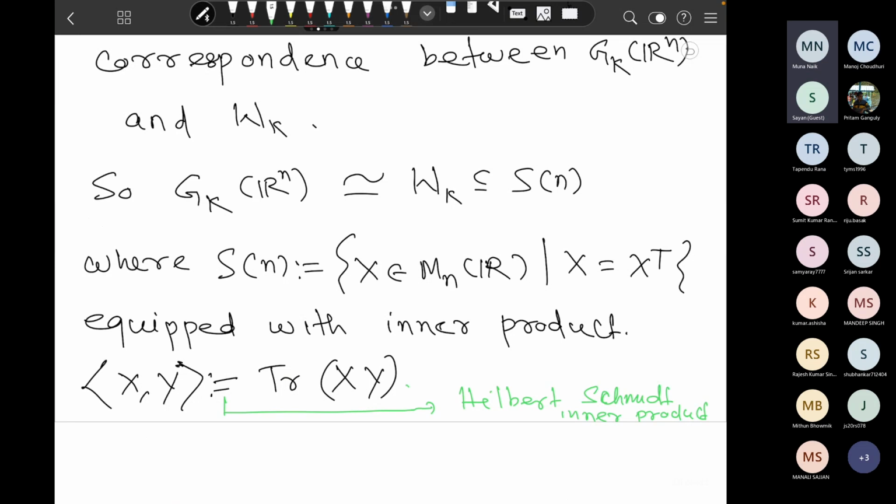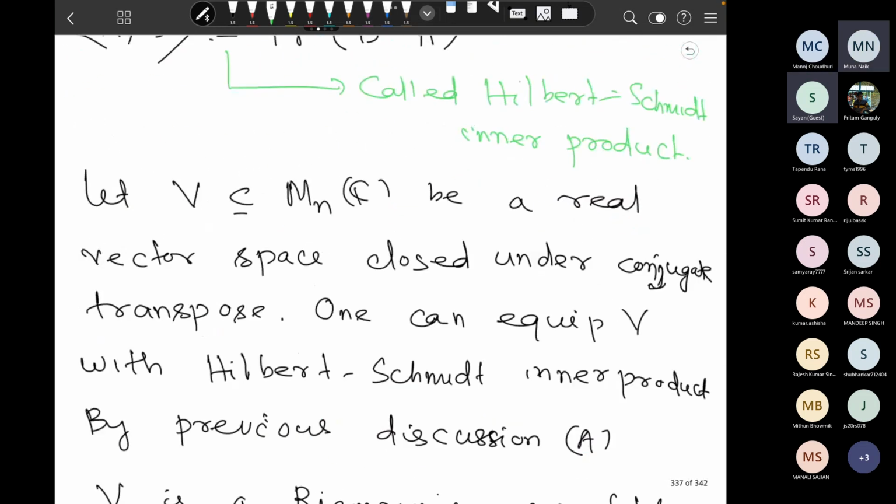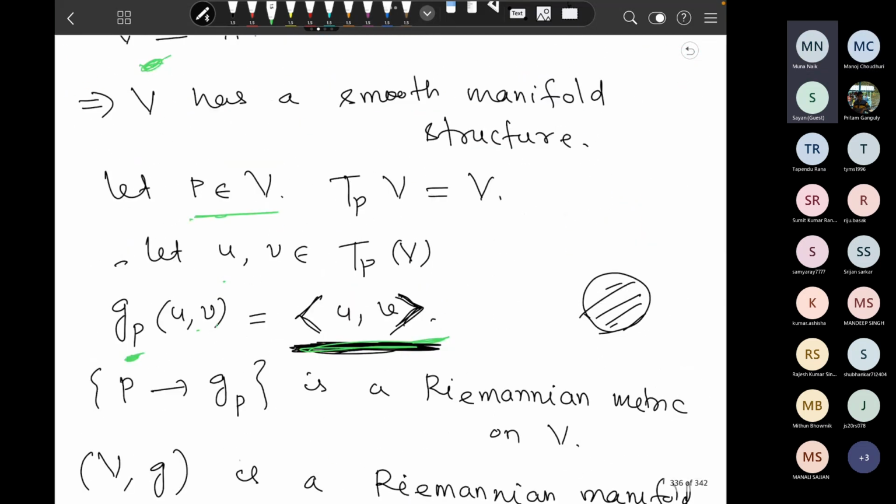Is it clear? You are saying Riemannian manifold with respect to this metric, right? This is not the metric. You have to give the metric at every point, right? You are going to give the metric now. No, I am not going to give the metric. What will be the definition of the metric? This is the metric.